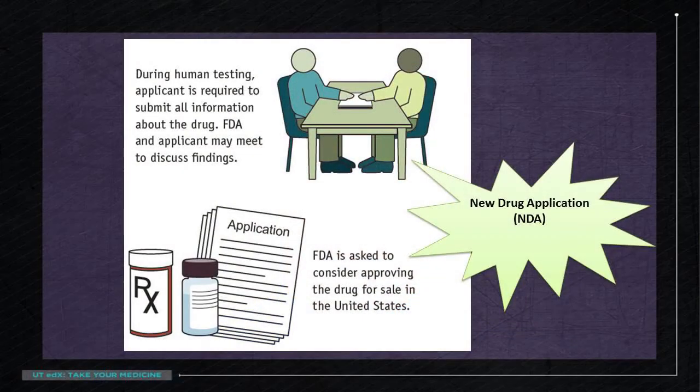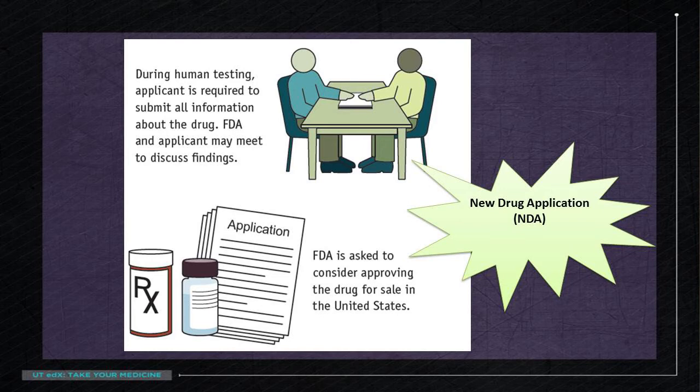The application that's filed at the end of all of this clinical testing is called the New Drug Application, or the NDA. When that NDA goes to the FDA agency, the agency has several individuals who look at all of that information. And these people have very diverse backgrounds. Some are clinicians, some are scientists, some are statisticians.